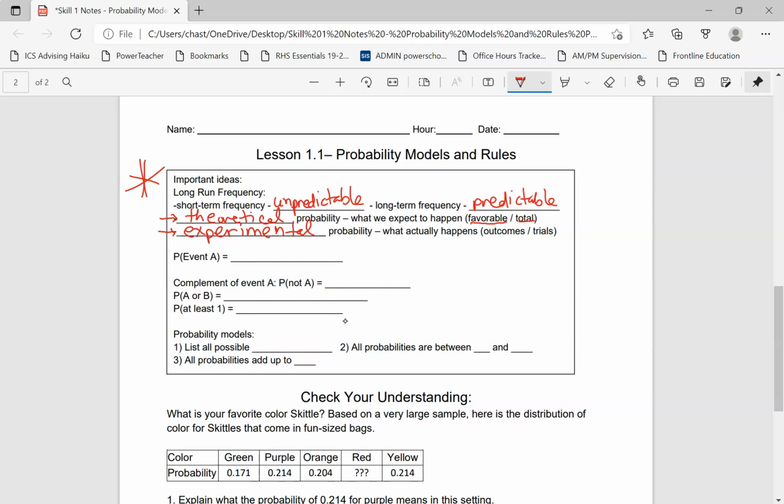That doesn't always have to match the theoretical probability, especially if you don't do it very many times. 20 times is not a very long-term frequency, so it's not very predictable. But that would be your experimental probability because that's what happened in your experiment. Okay?